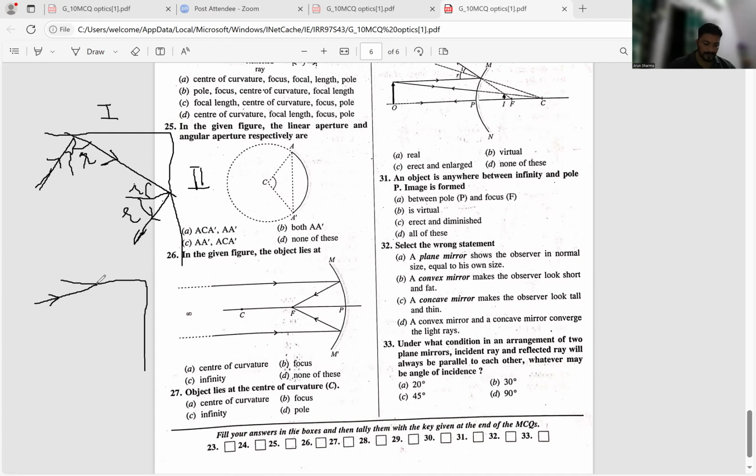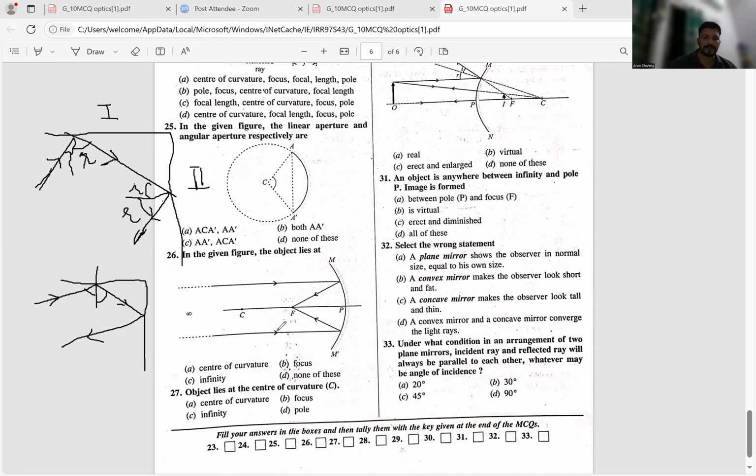then it is reflected on this surface. And again, this ray is parallel to the other. So this angle is I, this angle is R. Incident angle is equal to reflected angle.